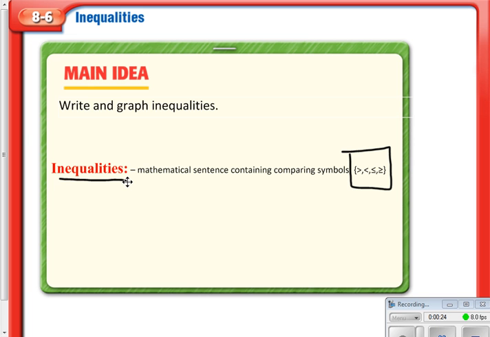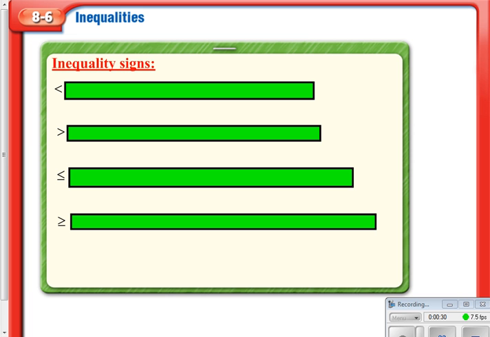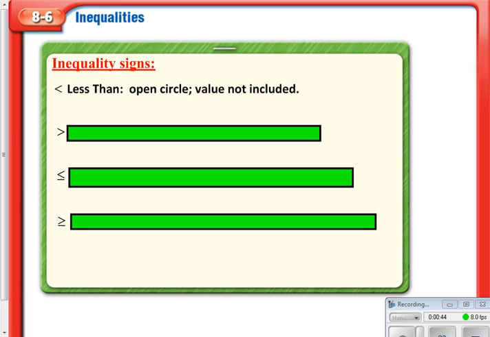All it is, inequalities is a mathematical sentence containing the comparing symbols. As mentioned, we're going to go ahead and write inequalities and graph inequalities, so we need to know the signs. 4 signs here that they have. What you need to know about the signs when you graph the inequality is that the first sign that we have here is a less than sign. It's going to have an open circle and the value is not included.